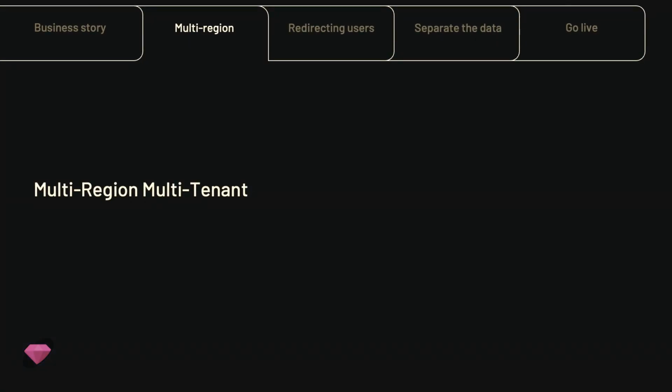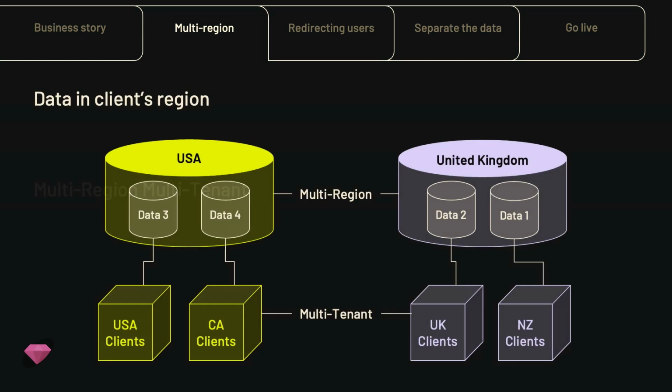So this is what I mean when I say multi-region, multi-tenant. I want to point out one more thing. As you can see, there are some colors used here, the yellow one and the violet one. These are actually quite important, because throughout the presentation, if something is of that color, it belongs to that region, to that country, so you can spot where it is.